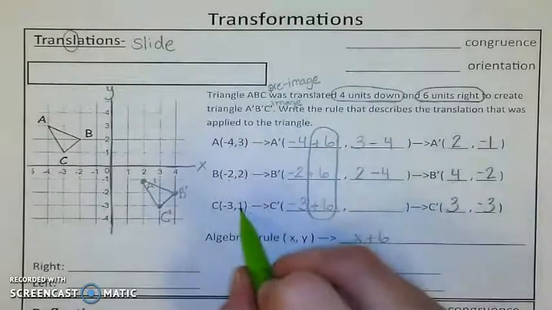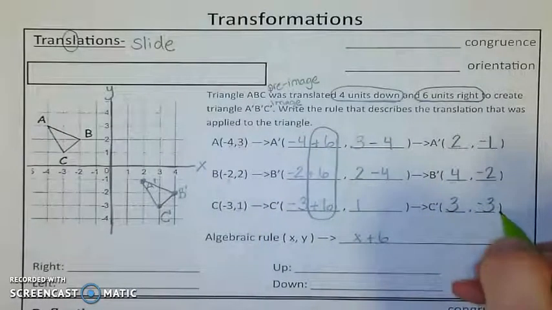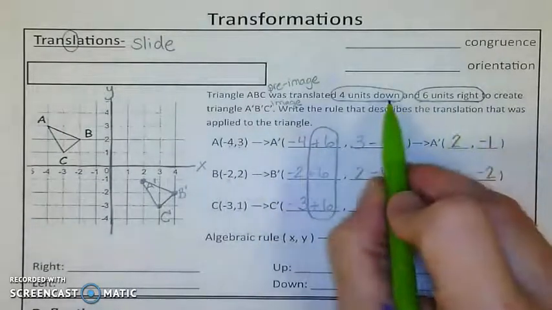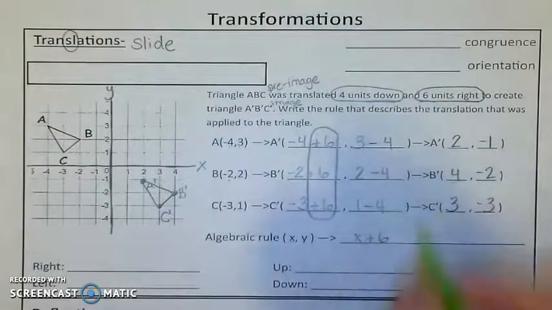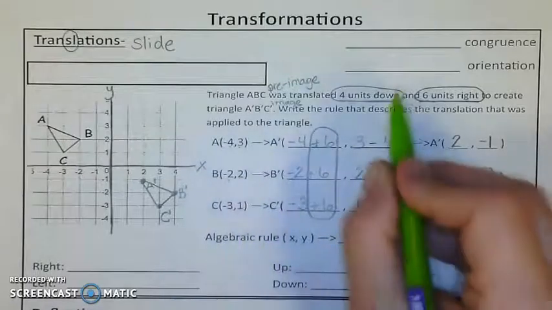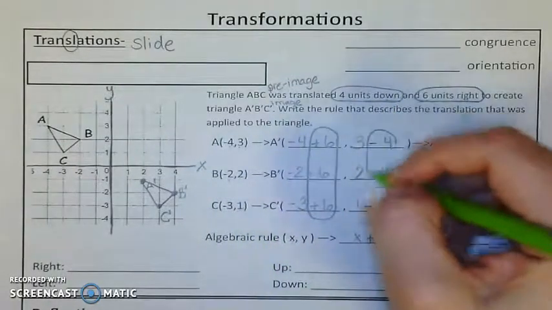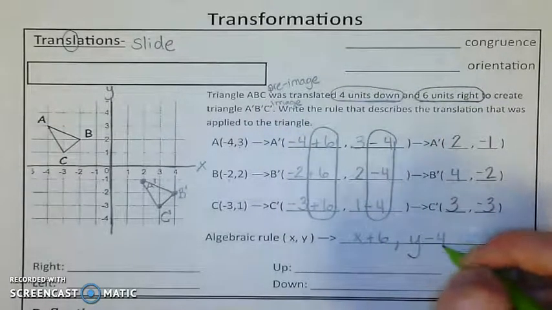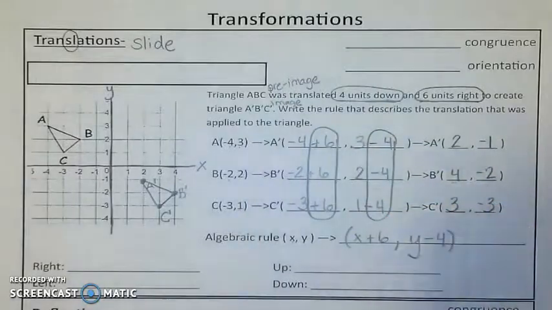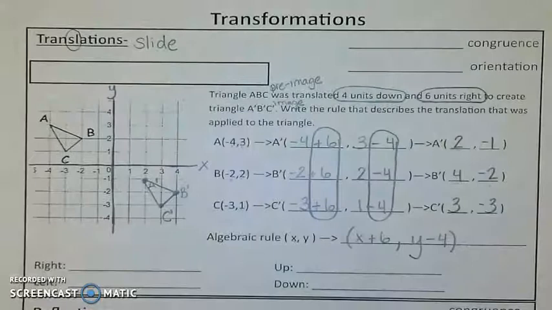So again, hopefully you started with the original, 1. We wanted to get to negative 3. Because it's the y value, it's going to affect the up and down, so we have to use that 4, minus 4. Because 1 minus 4 gives us negative 3. So again, what did we do to each y value? We took every y value and we subtracted 4. This is the algebraic representation of the translation described here.